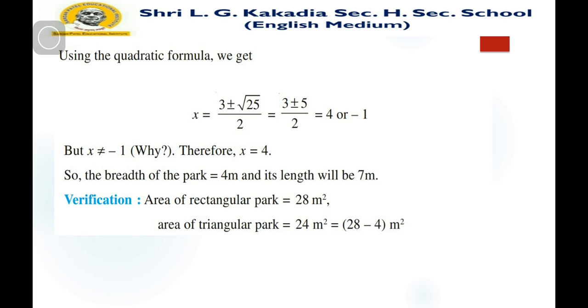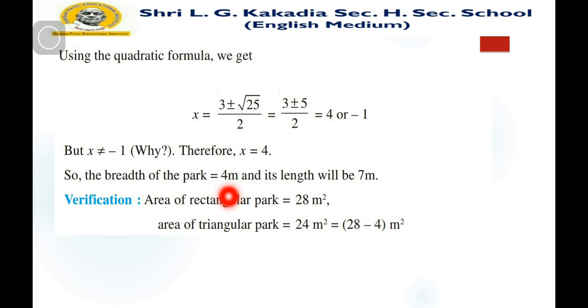But x does not equal minus 1. Why? We know that the length and breadth of any rectangle cannot be negative. The measure of any length and breadth cannot be negative. So we have to take x is equal to 4. So the breadth of the park is equal to 4 meter and its length will be 7 meter.